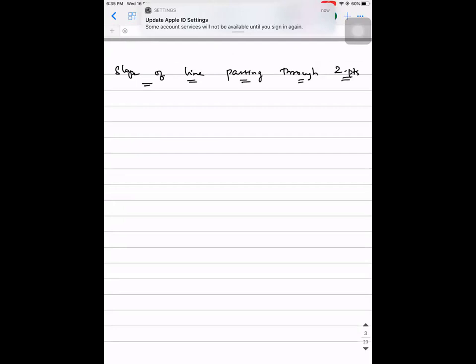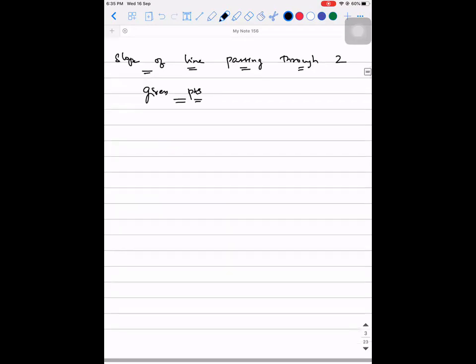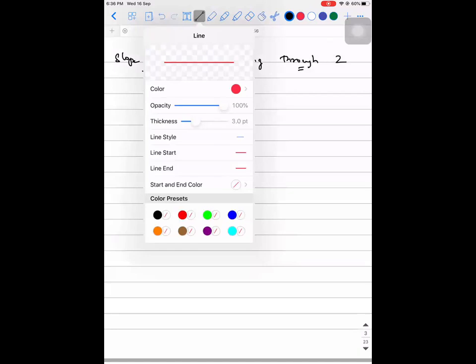So that is why, if you see, we are trying to define the slope of a line which is passing through 2 points. Means I can rather change the topic like this: passing through 2 given points. So what is the meaning of this? Given points means those 2 points, values of x coordinate and y coordinate of both the points are known to us. Okay. So try to visualize.